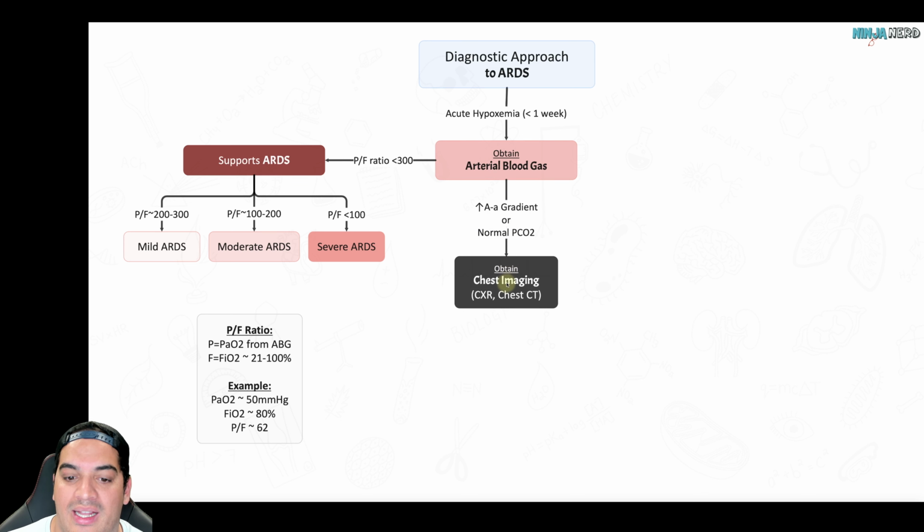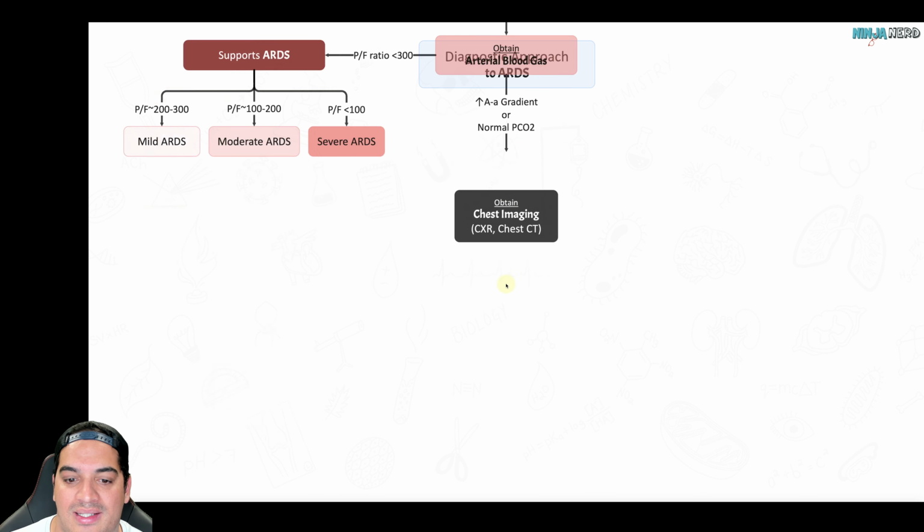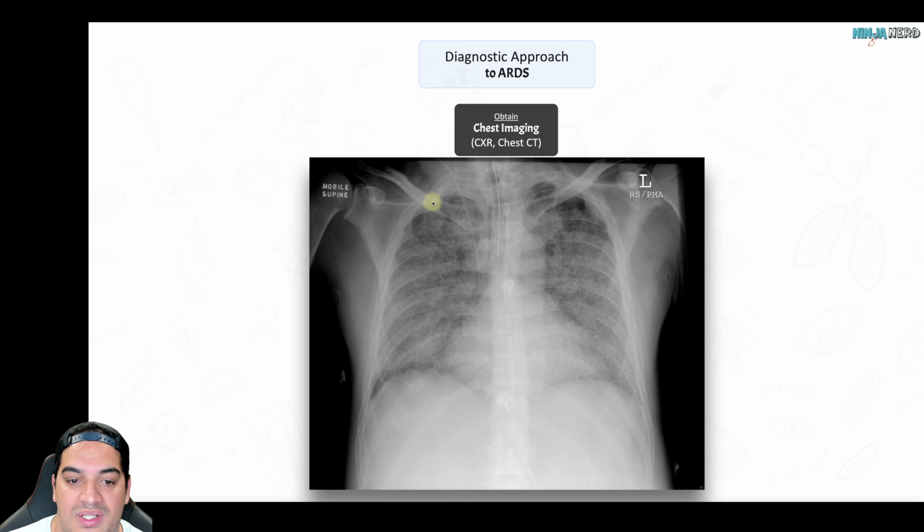So what I would do is get a chest x-ray or a chest CT. And what would I see? On the chest x-ray, you would see a lot of diffuse bilateral opacities. You see how it's all white here? It should be a lot darker.